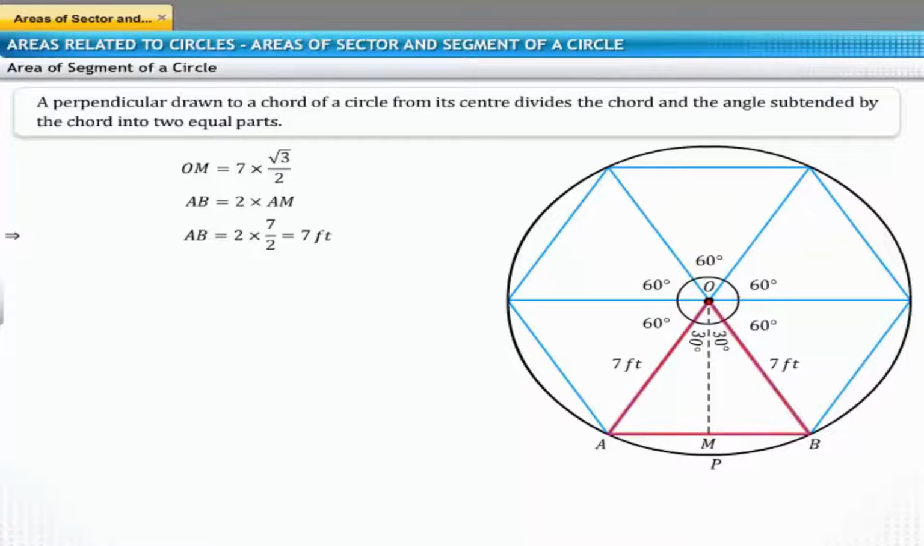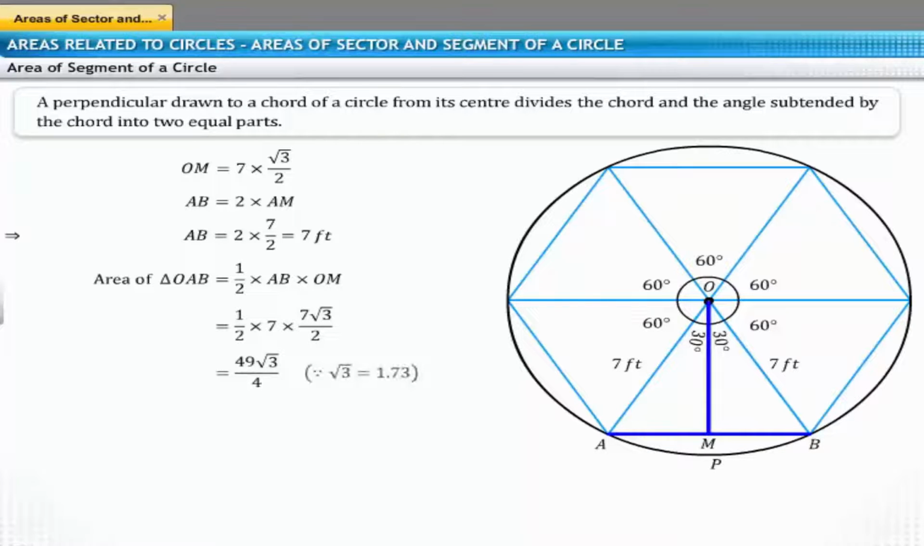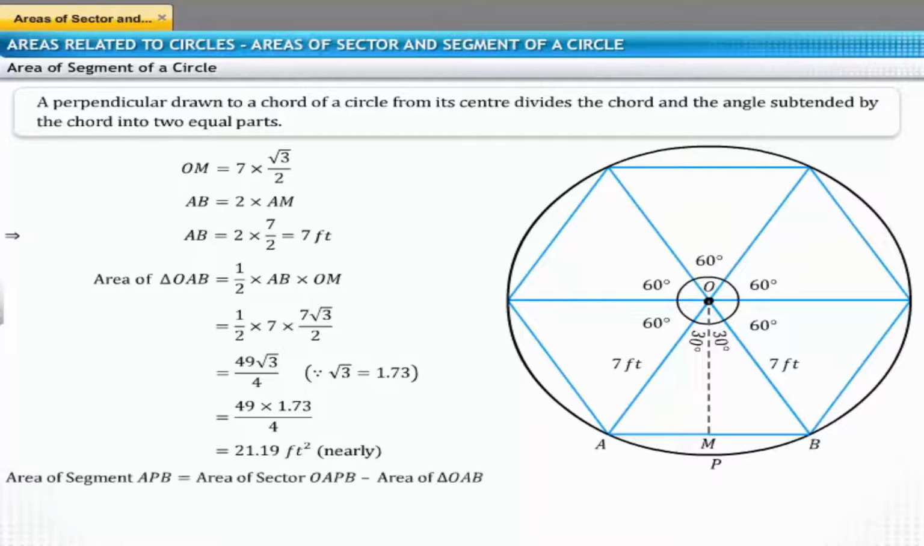Now the area of triangle OAB is equal to half of the product of AB and OM. Substitute the values of AB and OM. Let's use the value of the square root of 3 as 1.73. The area of the triangle is nearly equal to 21.19 square feet. Let's substitute the areas of sector OAPB and triangle OAB in equation 1. Therefore, the area of the segment is equal to 4.48 square feet.